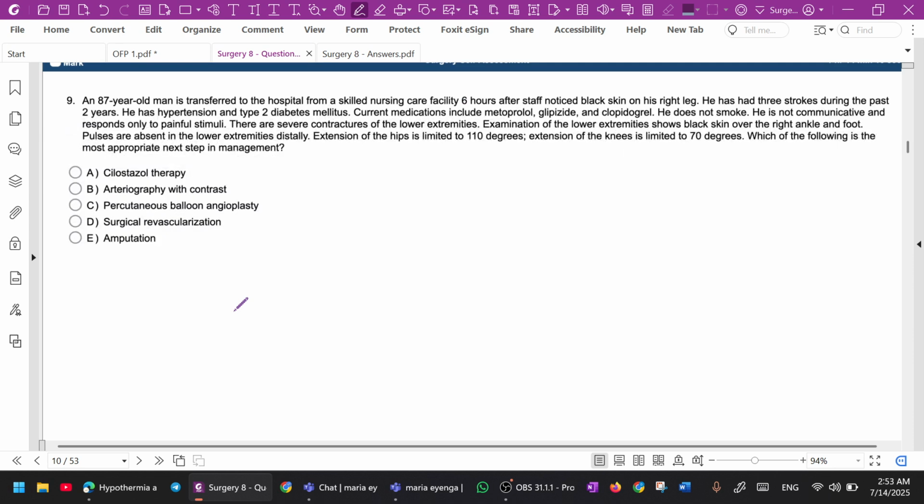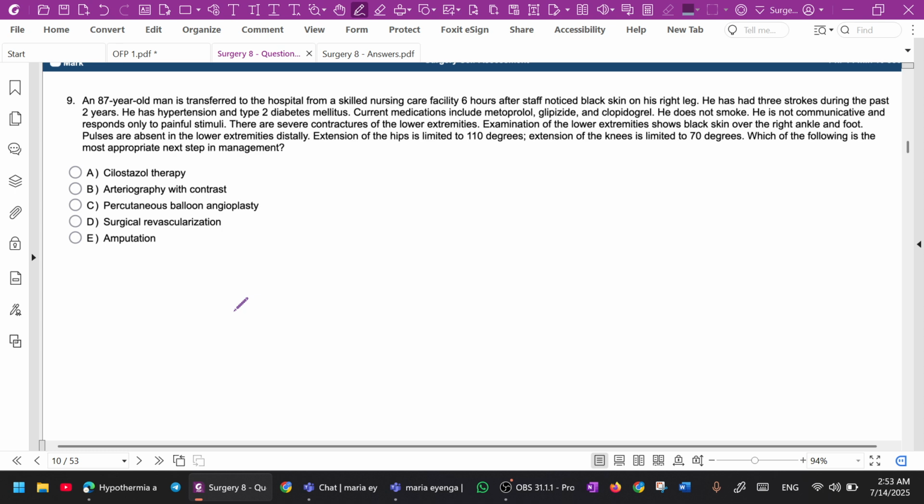Next. Yes, an 87-year-old man is transferred to the hospital from a skilled nursing care facility 6 hours after staff noticed black skin on his right leg. He has had three strokes during the past 2 years. He has hypertension, type 2 diabetes mellitus. Current medications include metoprolol, glipizide, clopidogrel. He does not smoke. He is not communicative, responds only to painful stimuli.